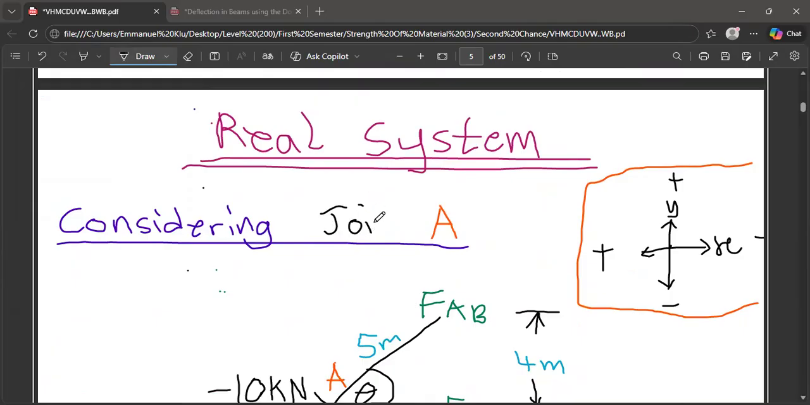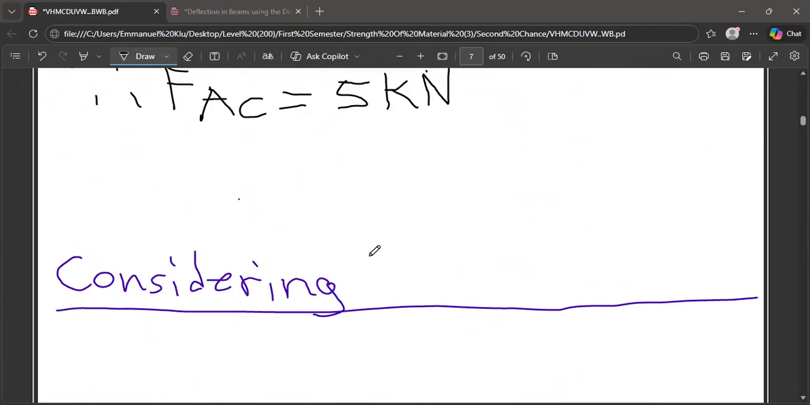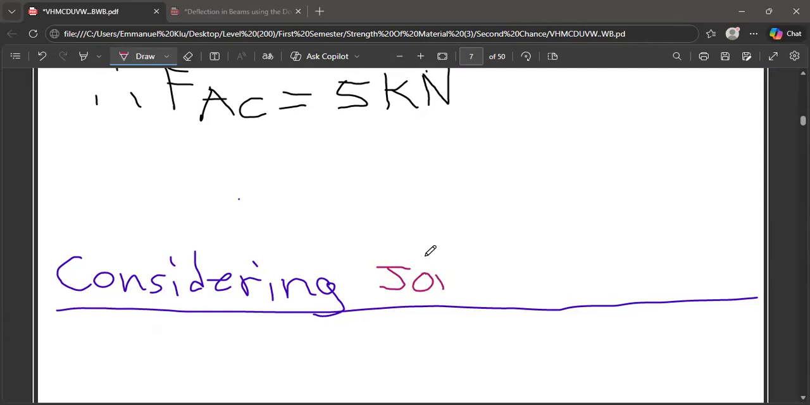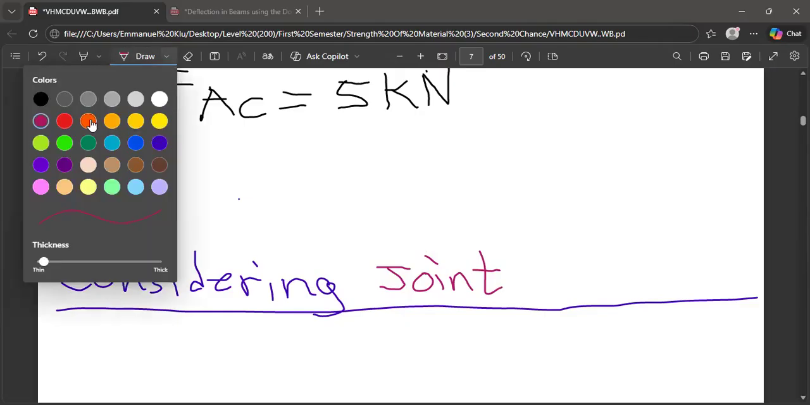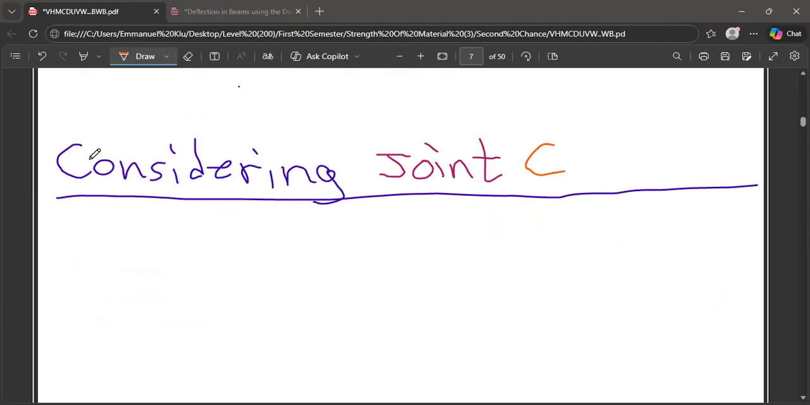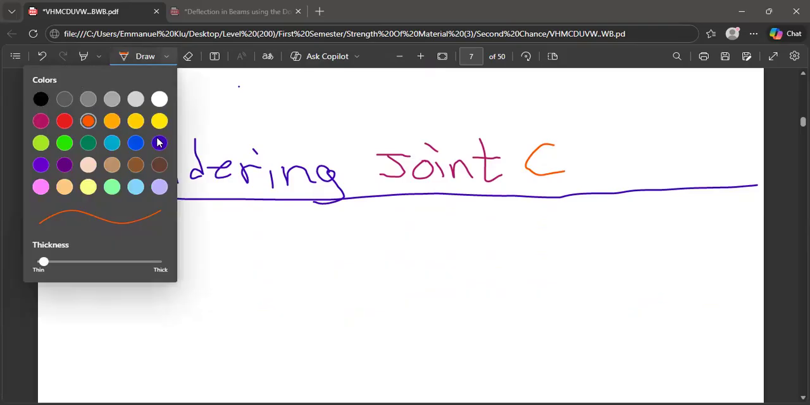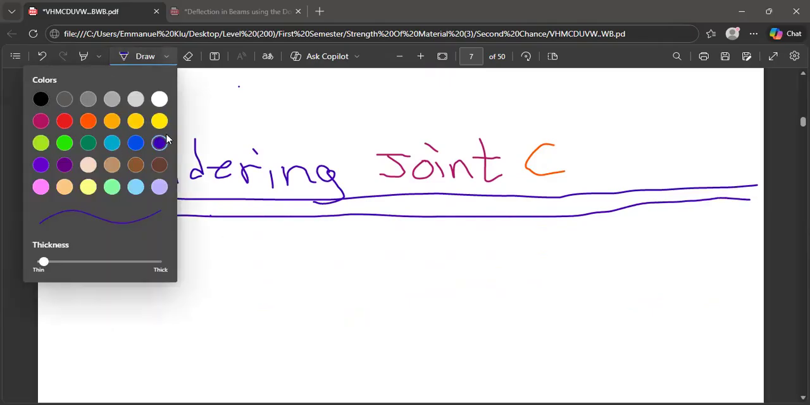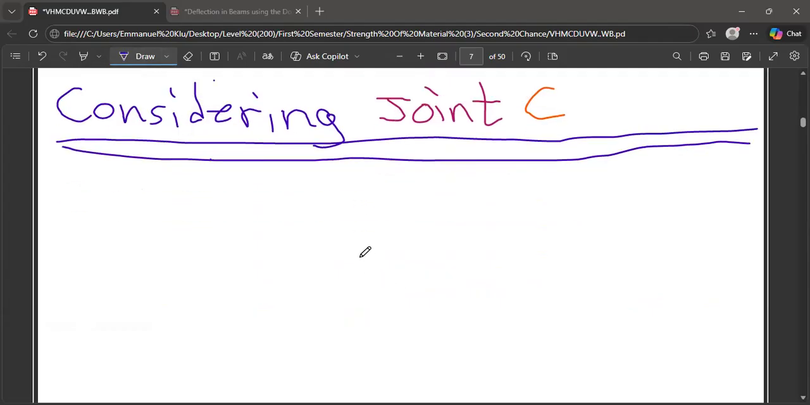Over here we consider joint A. Over here too, we are going to consider joint C. Considering joint C, we are going to redraw the whole diagram again. And you see how we are going to draw joint C to be able to do our calculations effectively. So this is our joint C to calculate for our FBC. This is how our diagram looks for that.